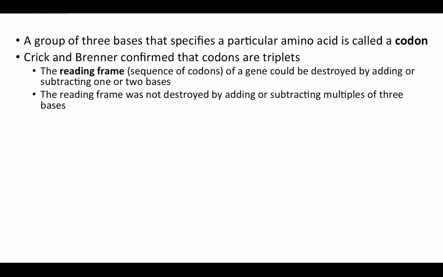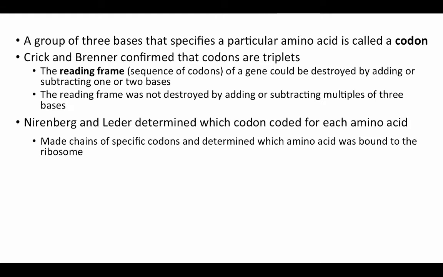Francis Crick and his colleague Brenner confirmed that codons are in fact triplets. How did they do that? They basically established a reading frame. The sequence of codons of the gene could be destroyed by adding or subtracting either 1 or 2 bases. But you do not destroy the reading frame. You could still read the rest of that DNA code if you added or subtracted multiples of 3 bases. So don't worry about that if that's a little bit obscure. We're going to work on this in class a little bit to hopefully make it clearer. But this basically showed that these amino acids are specified by triplets of nucleotides.